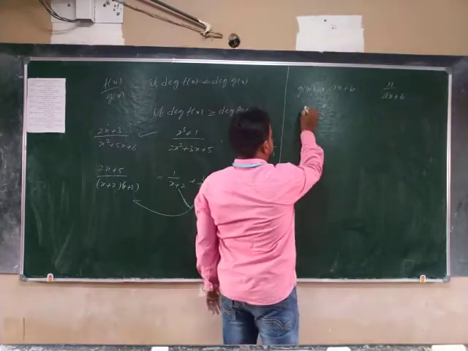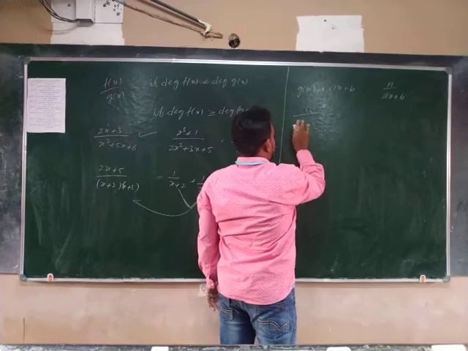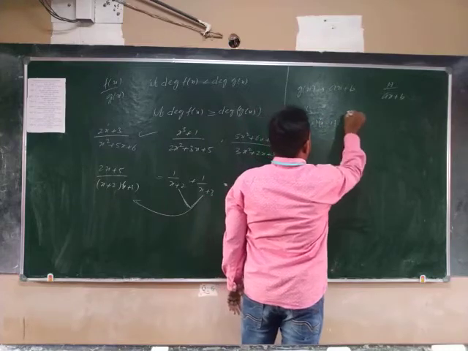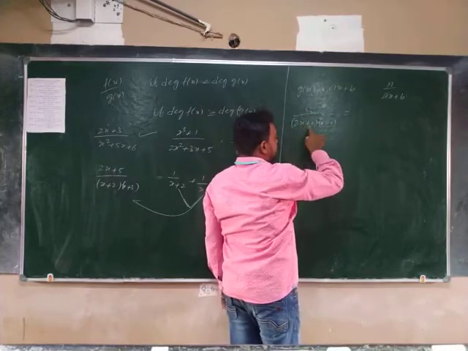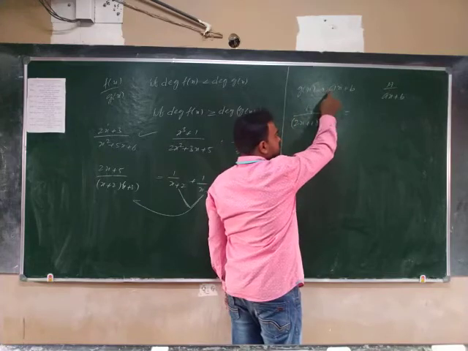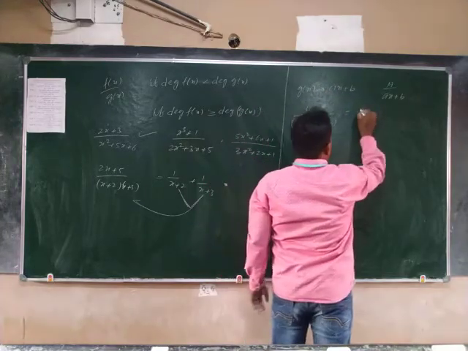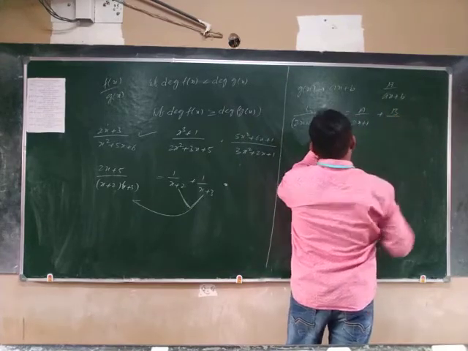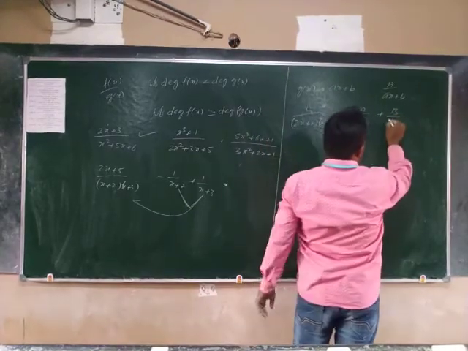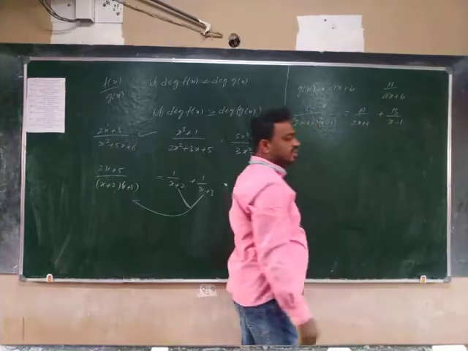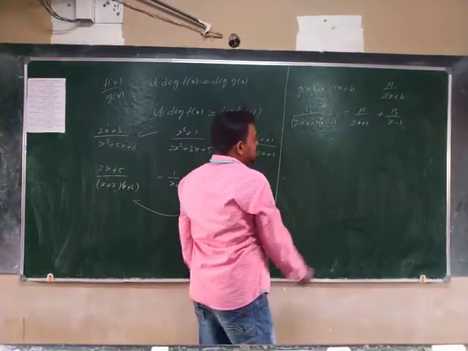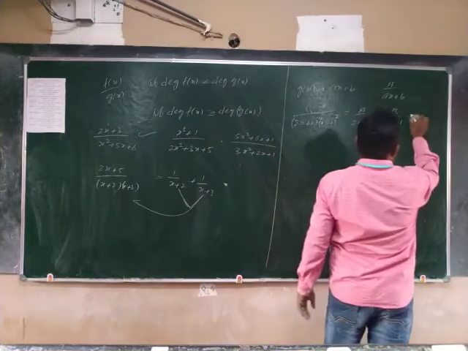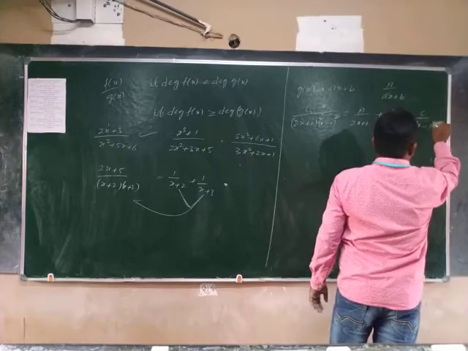For example, 1 by 2x plus 1 into x minus 1. It is a proper fraction. 2x plus 1 is one of the linear factors, so the partial fraction is in the form of a by 2x plus 1. Next, one more linear factor is there, so b by x minus 1, like this we write. If g of x has repeated factors, we write one more constant, and the power is increasing, like that we write.